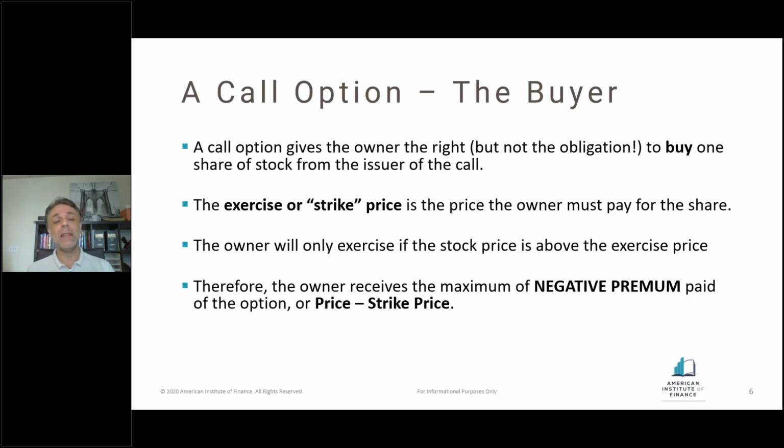Well, we call it the exercise price or the strike price. I prefer to call it strike price for whatever reason, but you can call it either way. So that's the price at which you will be able to buy the underlying stock.